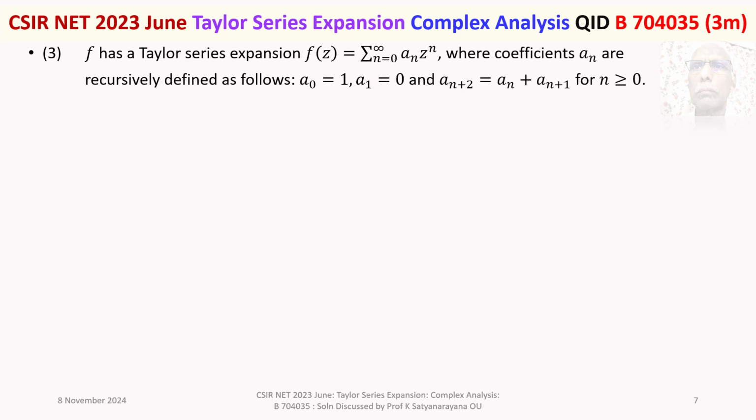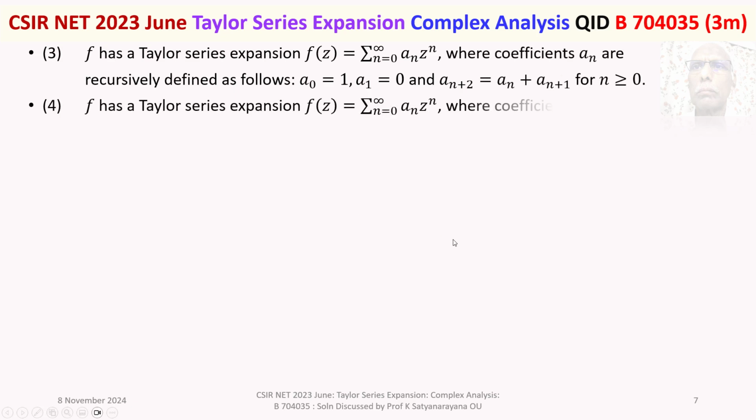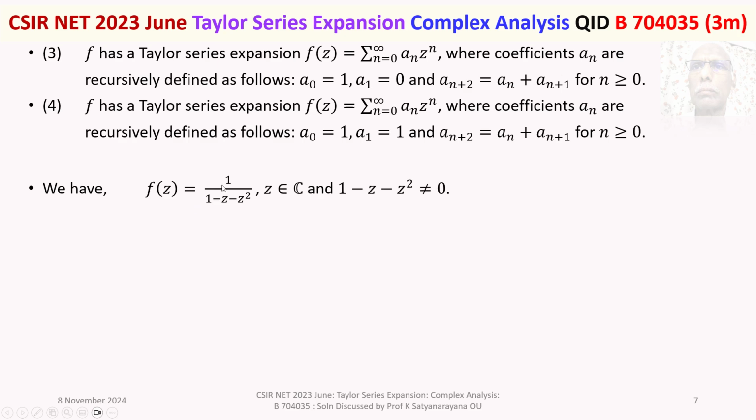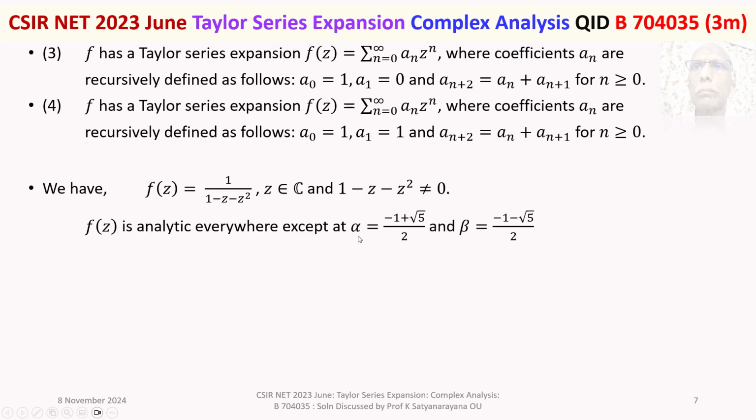So that is our option 3. The next one is option 4. Right. We continue. We have f of z is equal to 1 by 1 minus z square, z belongs to C, 1 minus z square not equal to 0. And we have seen f of z is analytic everywhere except at alpha and beta. Notice that mod alpha is root 5 minus 1 by 2. It is positive. Mod beta is root 5 plus 1 by 2. It is positive. And mod alpha is less than mod beta.